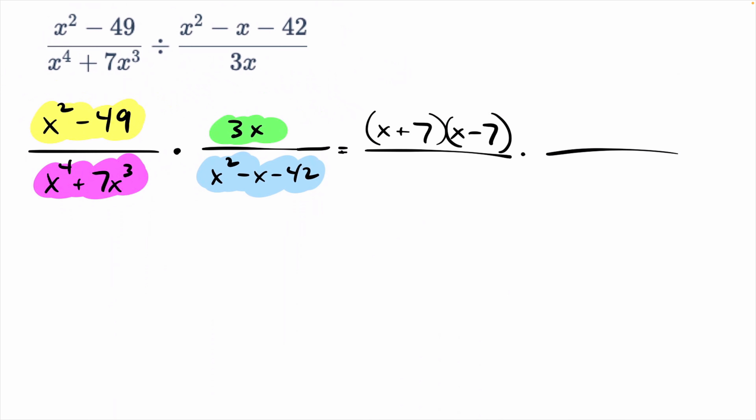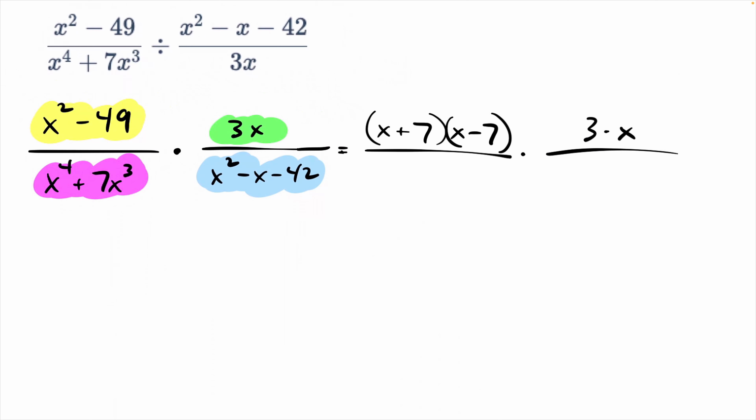Yellow is done. So let's go right across to the green. That's a monomial. 3x is a monomial. So how do I break down a monomial? Just like that. 3 you can't really break down, so it's just going to be 3 times x. That's all it's going to be. Green done.